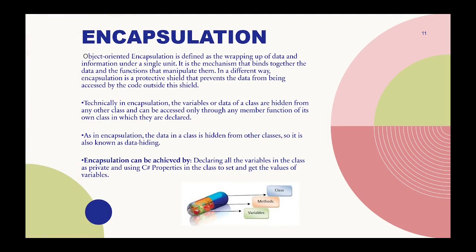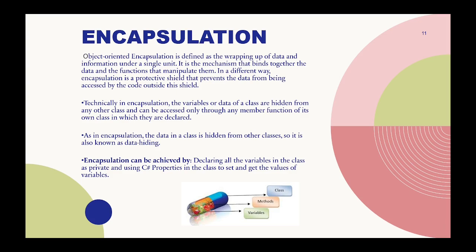Now, we have the last and very important pillar of OOP, which is encapsulation. Encapsulation is nothing but it compresses the variable and method into a single unit. Like object oriented, encapsulation is defined as a wrapping up of data and information under a single unit. It is a mechanism that binds together the data and functions that manipulate them in different ways. Encapsulation is a proactive shield that prevents the data from being accessed by the code outside this shield.